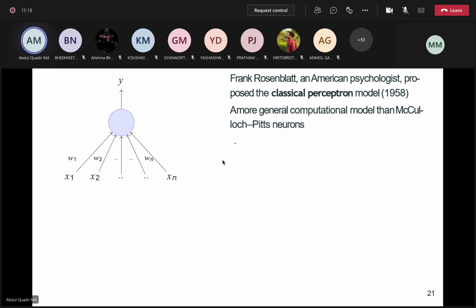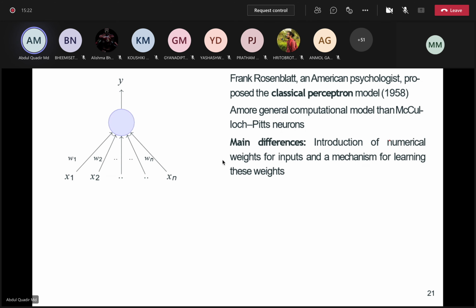Okay, this is a more general computation model than MP neurons. The main difference is the introduction of numerical weights for the inputs and a mechanism for learning these weights. What does the mechanism for learning these weights mean? How each input will react to a particular weight. For you, the actor might be of more weightage. For me, the director might be of more weightage.